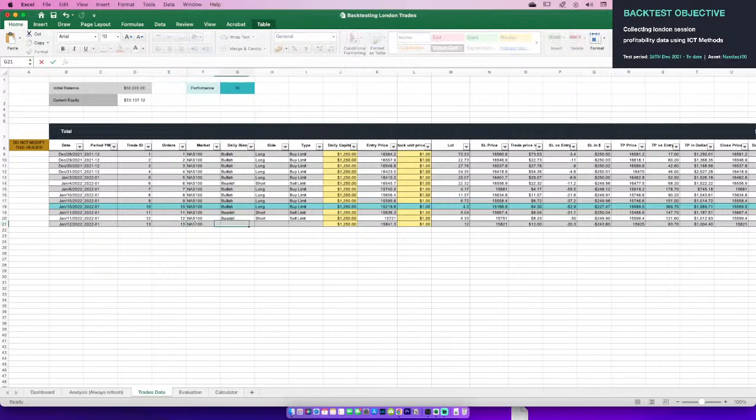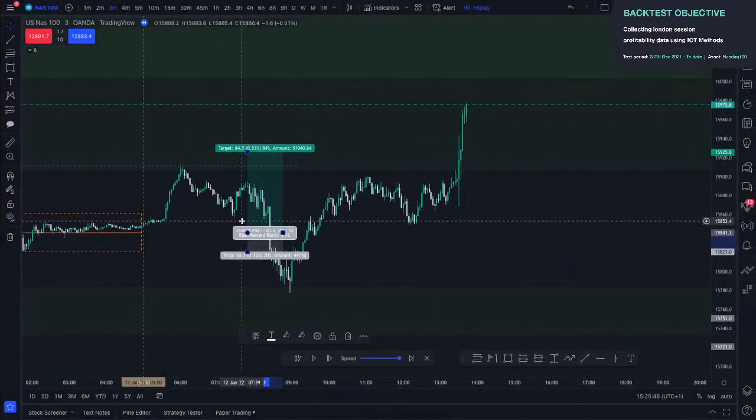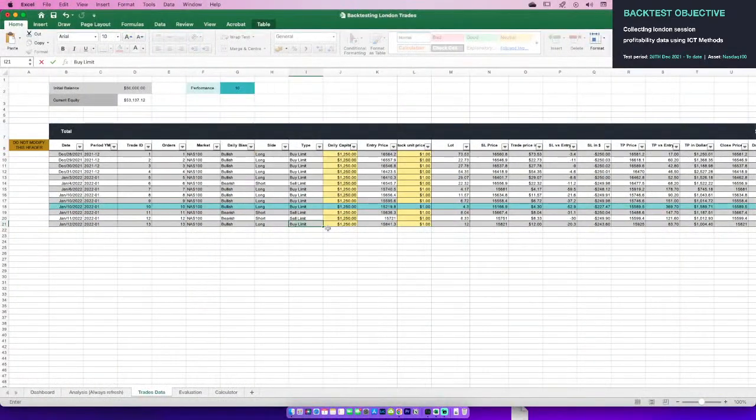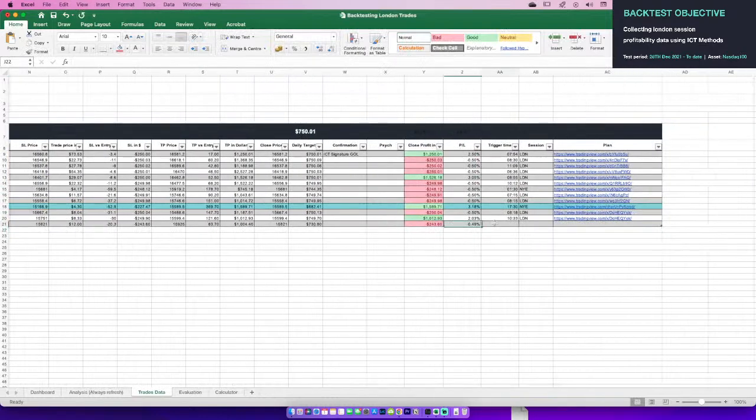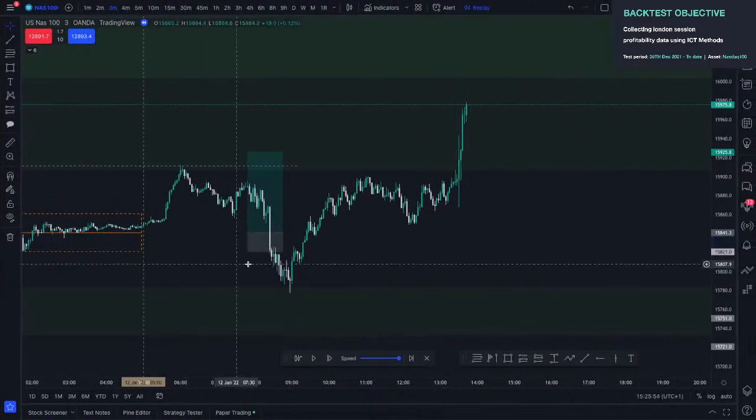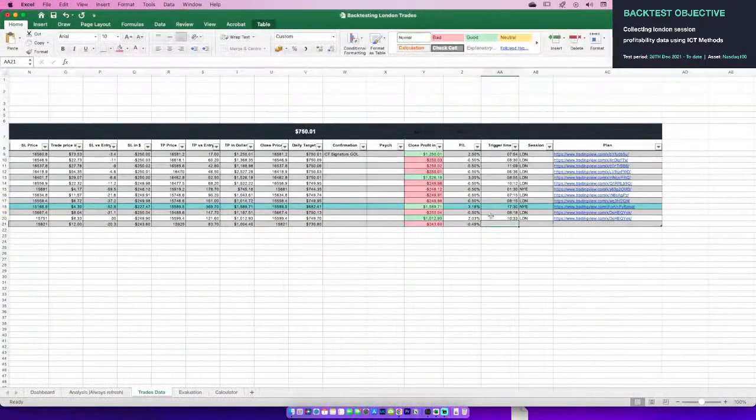On NAS, I was bullish. I took a long. It was a buy limit. Wait, was it a long? Oh yeah, it was long. It was a buy limit, and it was an L. I didn't get triggered, I got eviscerated around 8:24.